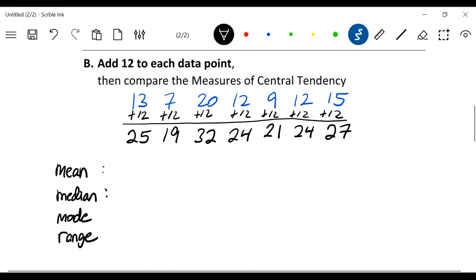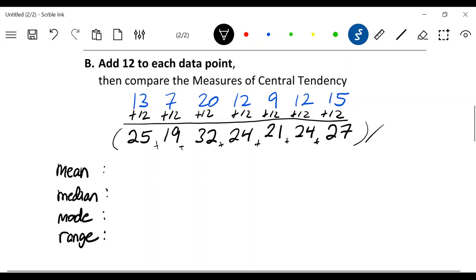So the mean is adding all of these up. So if I do plus for each one of them and add them up and then divide by 7, okay, parentheses to do it right, and divide by 7, I would get a mean of 24.6. For the median, I have to put them in order.